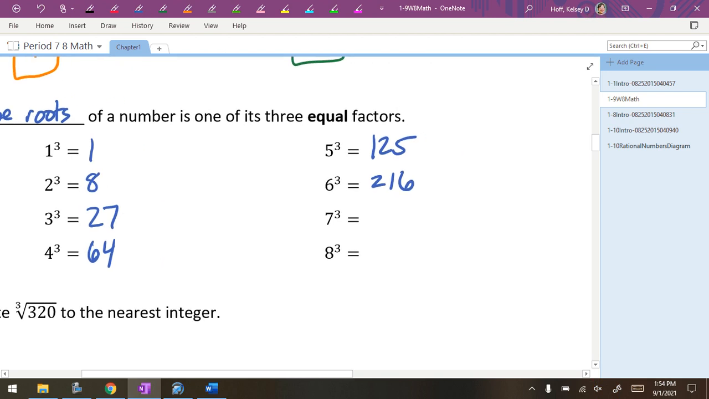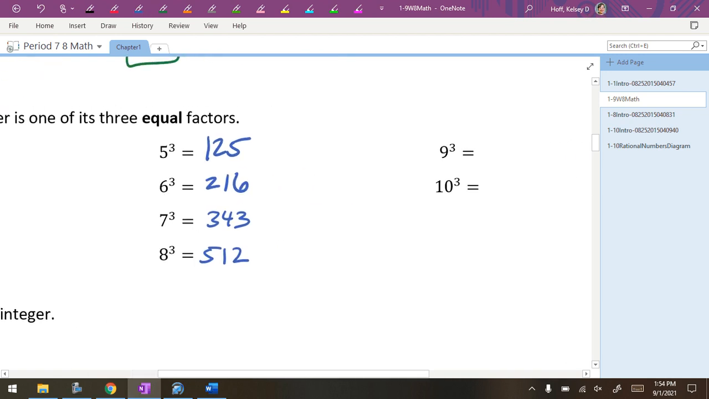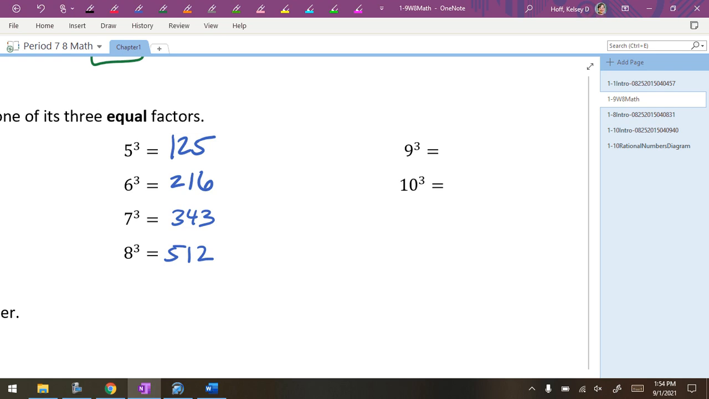I'll give you the rest of these. 7 cubed, 343. 8 cubed, 512. 9 cubed is... Nope, 729, sorry. This last one you can do. 10 times 10, 100 times 10, 1,000.